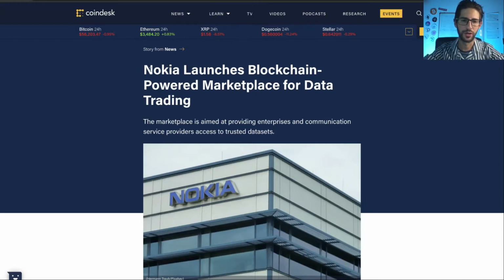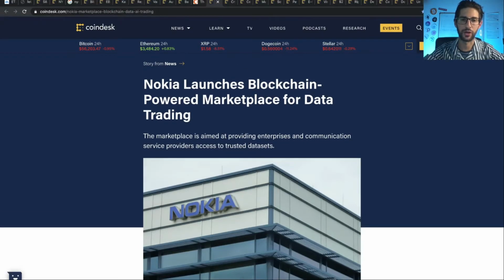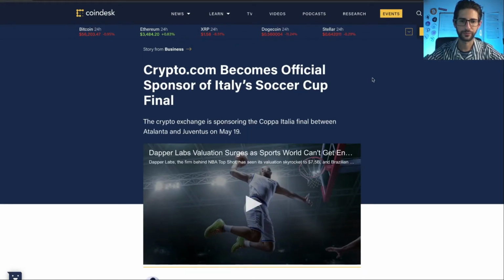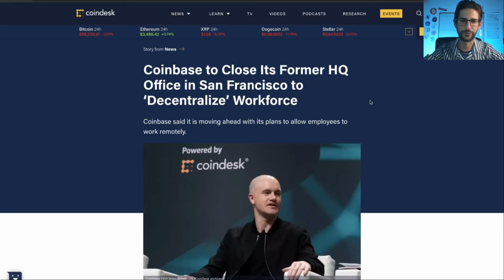Nokia launches blockchain powered marketplace for data trading. This is for companies only, but it is a data trading system with blockchain. Crypto.com becomes official sponsor of Italy's Soccer Cup final. This is also for mass adoption.